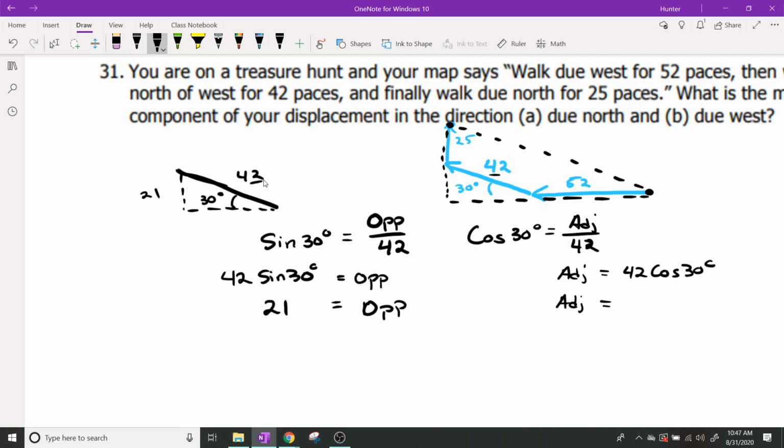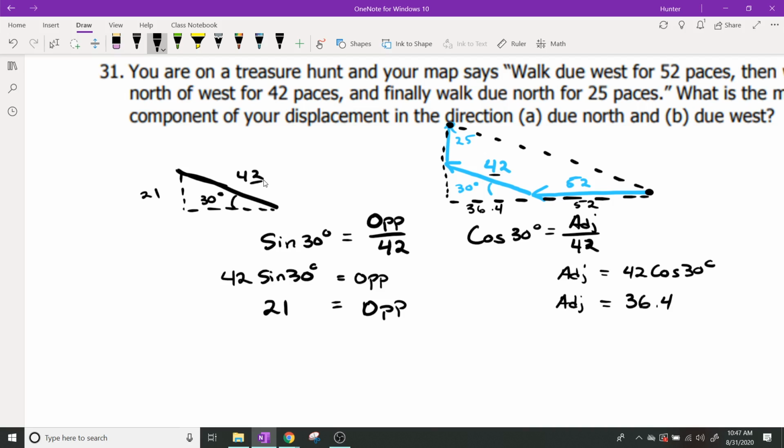36 point what? 36 point, let's just go tens place, 36.4. So I'm going to say that this is 36.4. Okay, well then we can do everything that we need to. The horizontal component is 52 and 36.4.